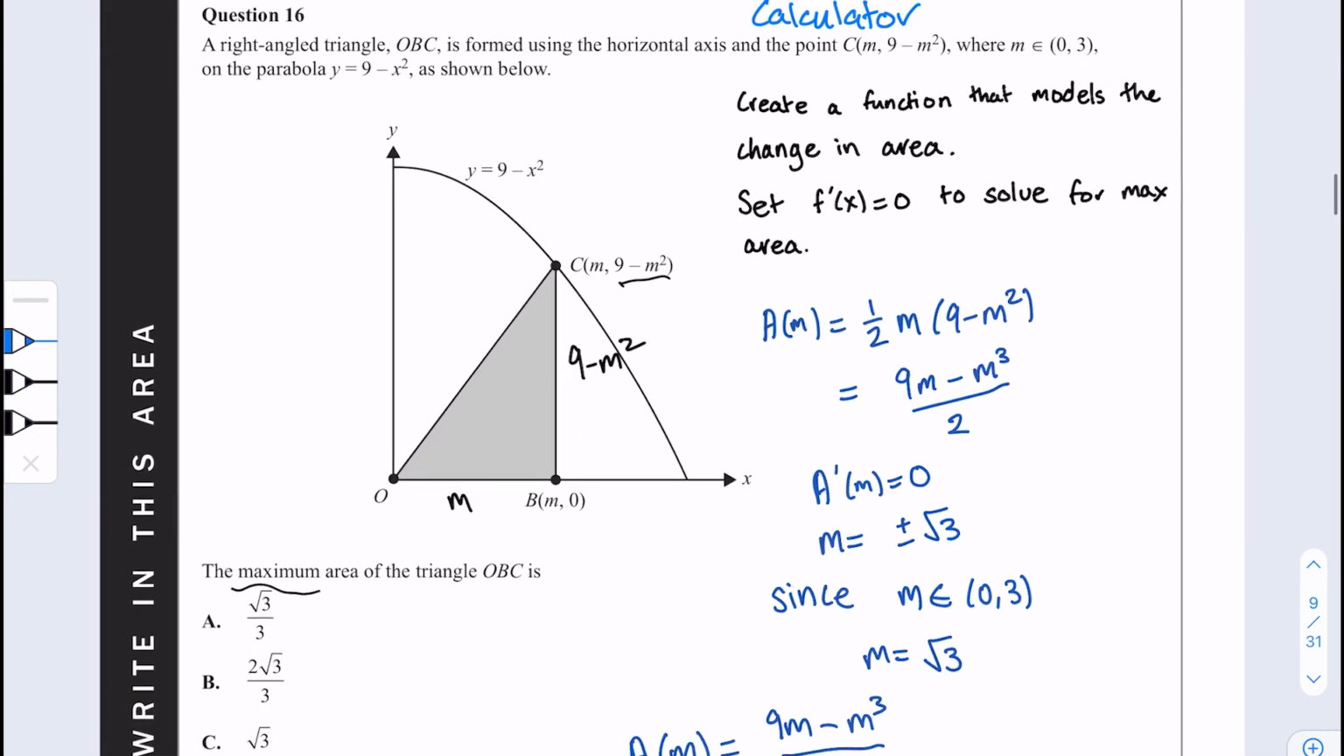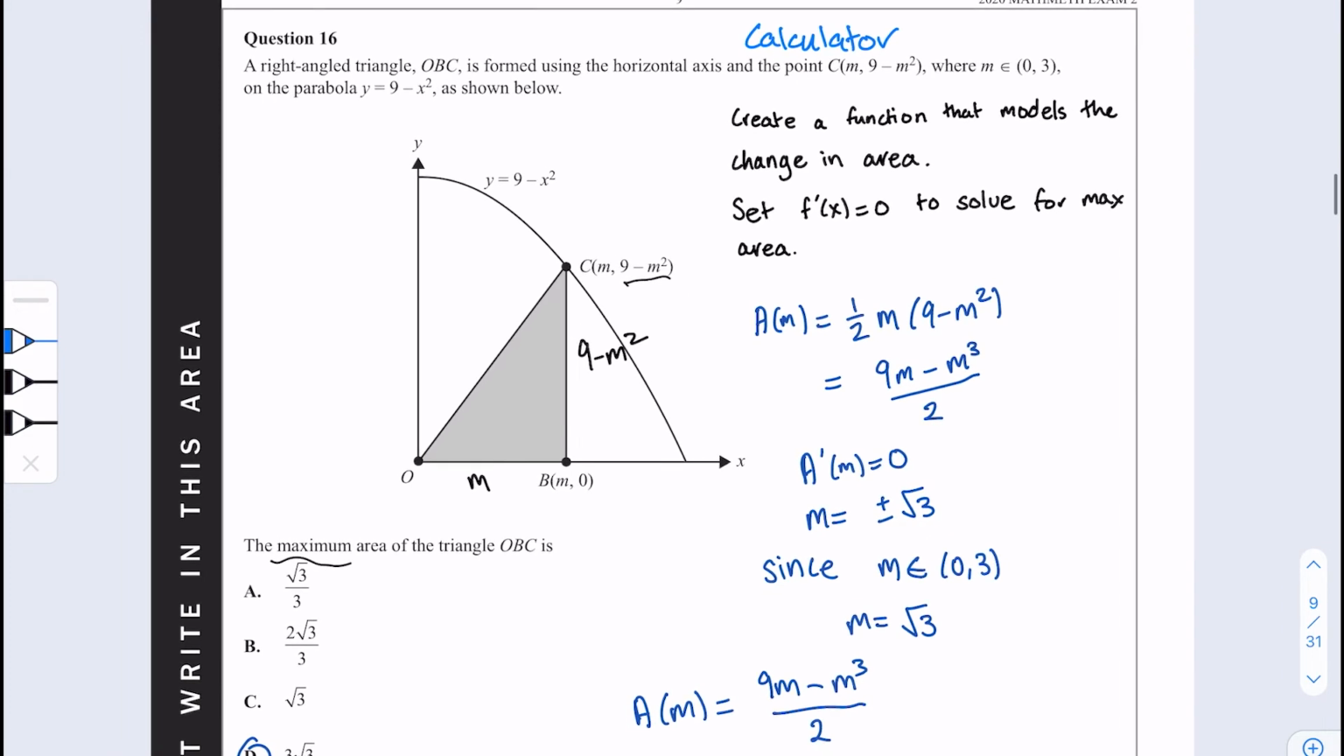For this question, immediately you should see maximum area. Whenever you see maximum area or minimum area in maths, 99% of the time, you're going to be finding the derivative of a function and then setting it equal to 0 to find what the max is. So first here we have to create a function, and it's asking for area. So we're going to create a function that models the area, and then we're going to set the derivative of that function equal to 0, and we're going to solve for the x value that gives that maximum area.